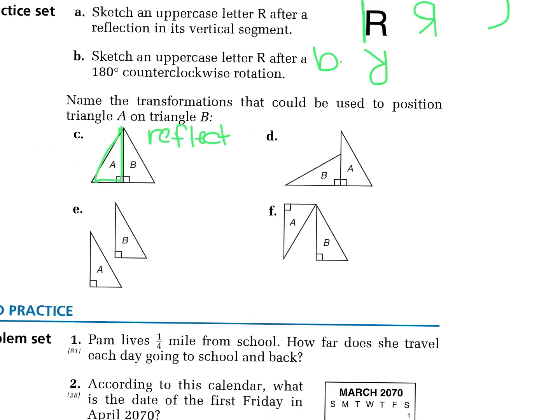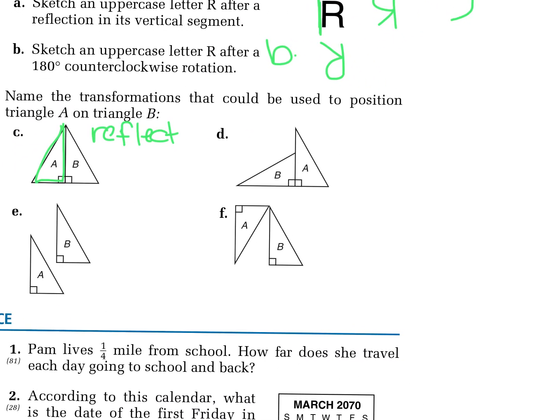D, it looks like to have it onto A, we would need to rotate it. And let's see if we would have to rotate it 90 degrees. Because if we go up one, it would sit up and match A. So rotate 90 degrees.